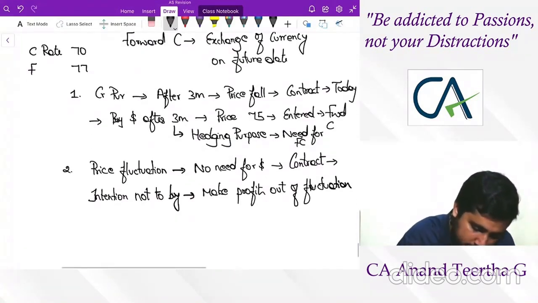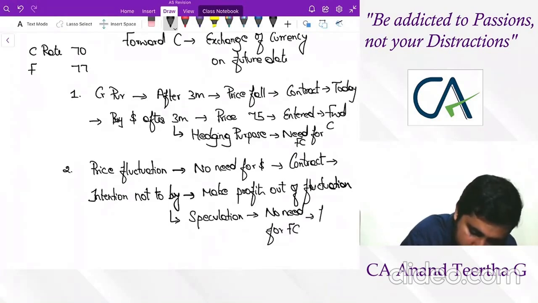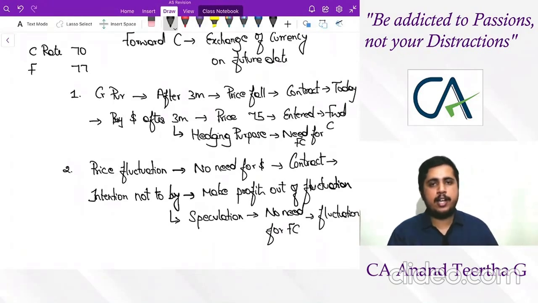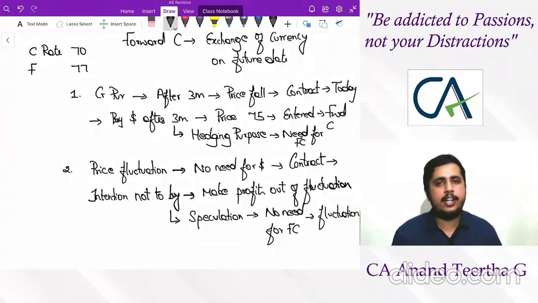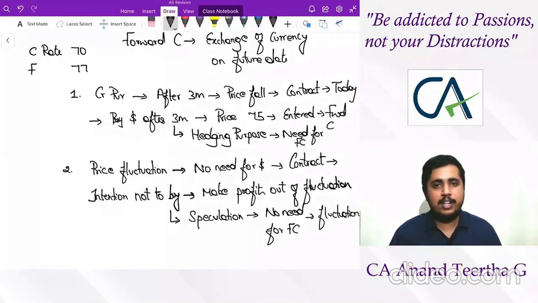What about the second one? The second one, this example is called as speculation. Because the intention over here, there is no need for foreign currency. There is only need for fluctuation. You only want to play on fluctuation mechanism. You don't have any other intention. So this will be called as speculation. Reason I am telling you this is because AS11 gives different rules for hedging, different rule for speculation.